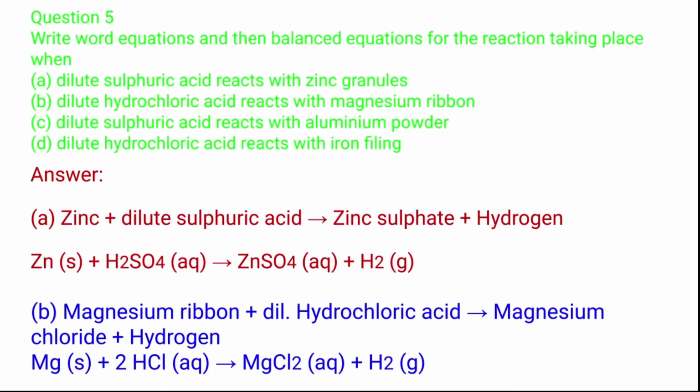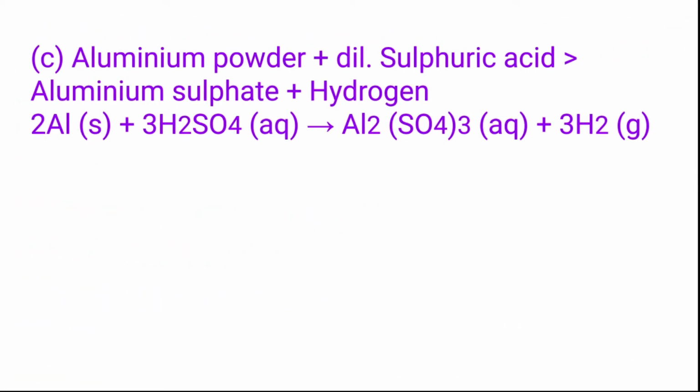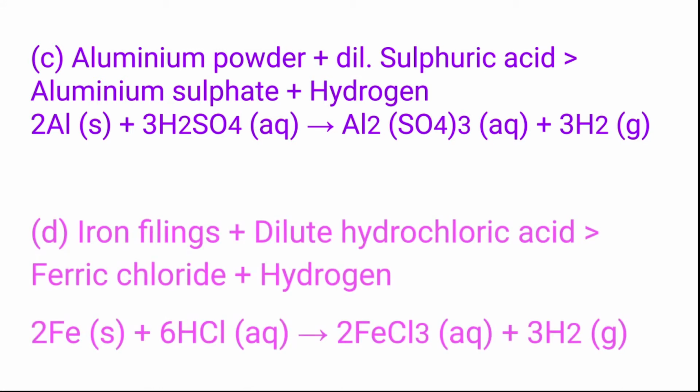Third one is dilute sulfuric acid reacts with the aluminium powder, and fourth one is dilute hydrochloric acid reacts with the iron filings. In the third case, we have aluminium powder plus dilute sulfuric acid gives aluminium sulfate plus hydrogen, that is 2Al plus 3H2SO4 gives Al2(SO4)3 plus 3H2, and iron filings plus dilute hydrochloric acid gives ferric chloride plus hydrogen. Equation for the reaction is 2Fe plus 6HCl gives 2FeCl3 plus 3H2.